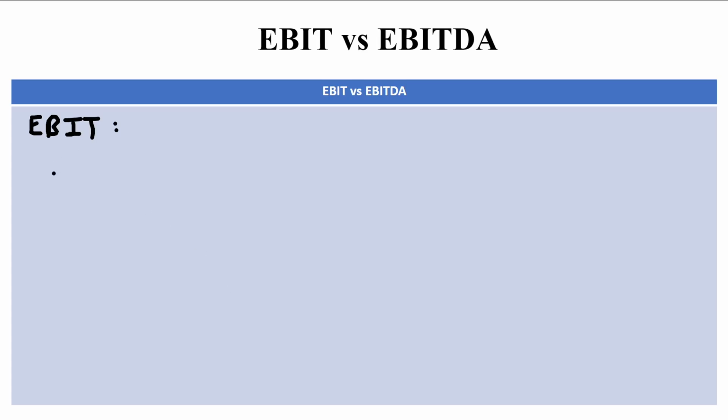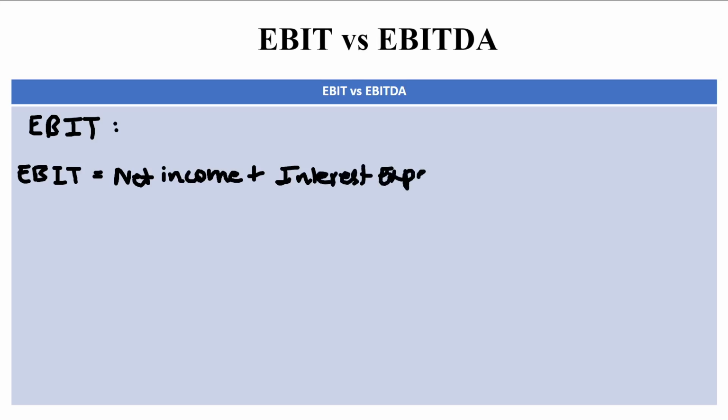So let me go ahead and write down the formula. These two ratios have their own formulas. EBIT is net income plus interest expense plus income tax expense. So this is the formula for EBIT.